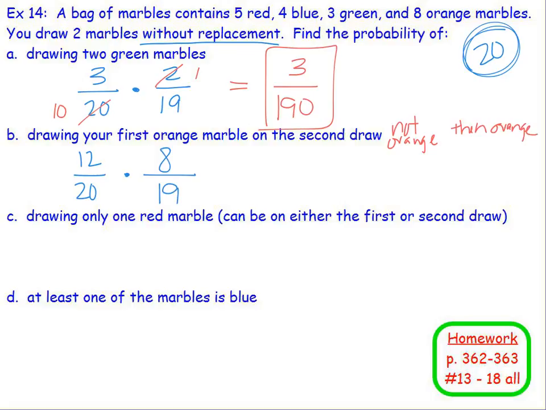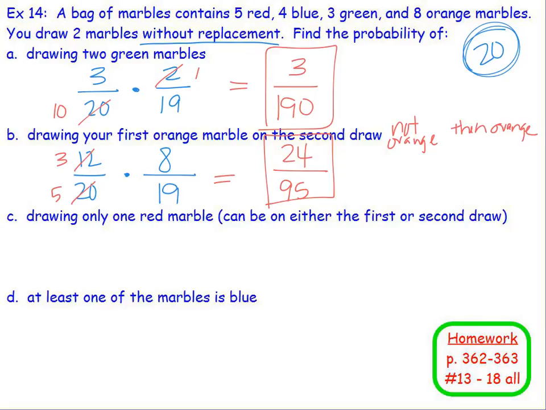So what can we reduce? Well, let's start with 12 and 20. 12 and 20 are definitely both divisible by 4. 12 divided by 4 is 3. 20 divided by 4 is 5. And at this point, nothing else can be reduced. 8 and 19 cannot, and nothing can work diagonal. So we're ready to multiply. 3 times 8 is 24. 5 times 19 is 95.